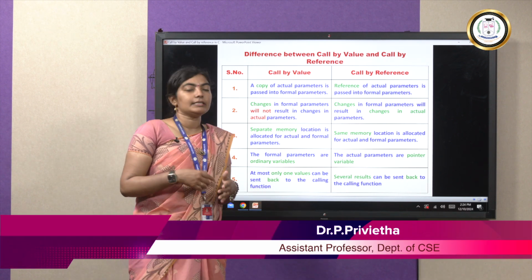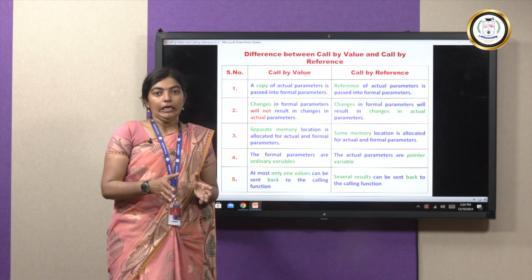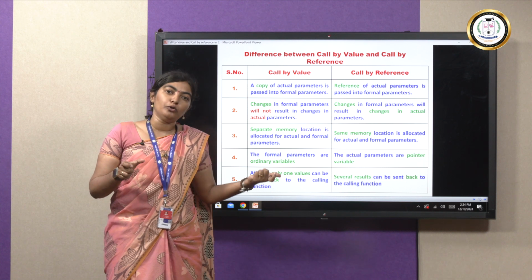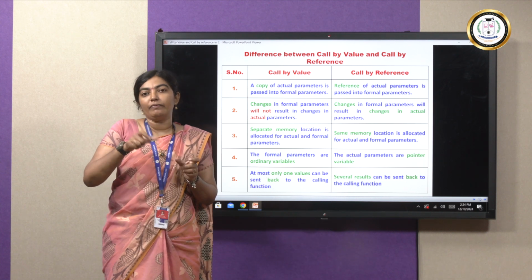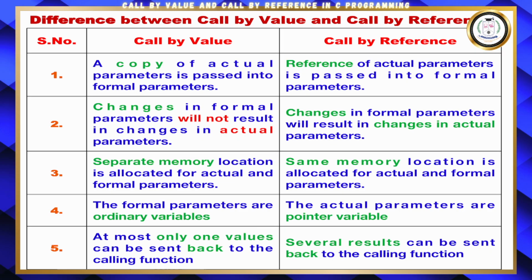Call by reference means several values can be returned back. So while looking at a case study, you should be very clear. When I need to return only one value, I should go for call by value. But if I need multiple values to be returned, then in those cases we have to go with call by reference.